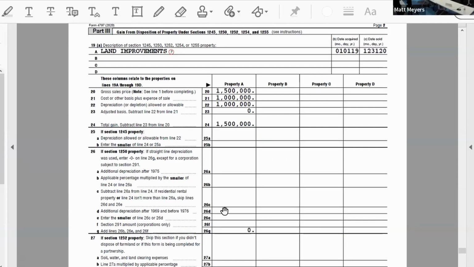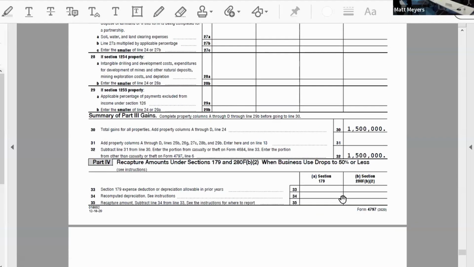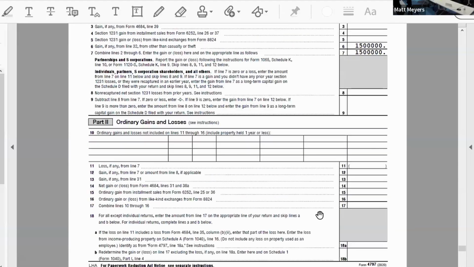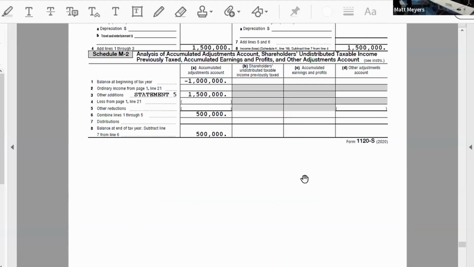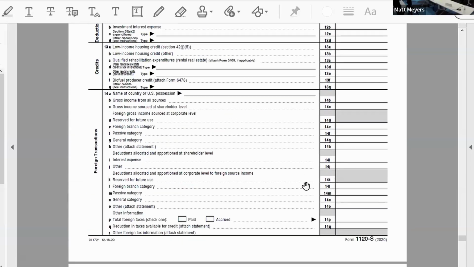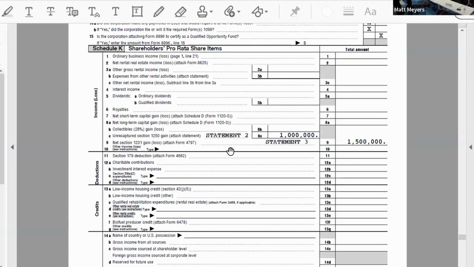Okay, and then if we have the sale or exchange, there's 1.5, there's nothing in excess. 1.5, 1.5, that's going to still populate on the previous page to 1.5, and then it's going to go to Schedule K. 1.5, total 1231 with $1 million being unrecaptured 1250.